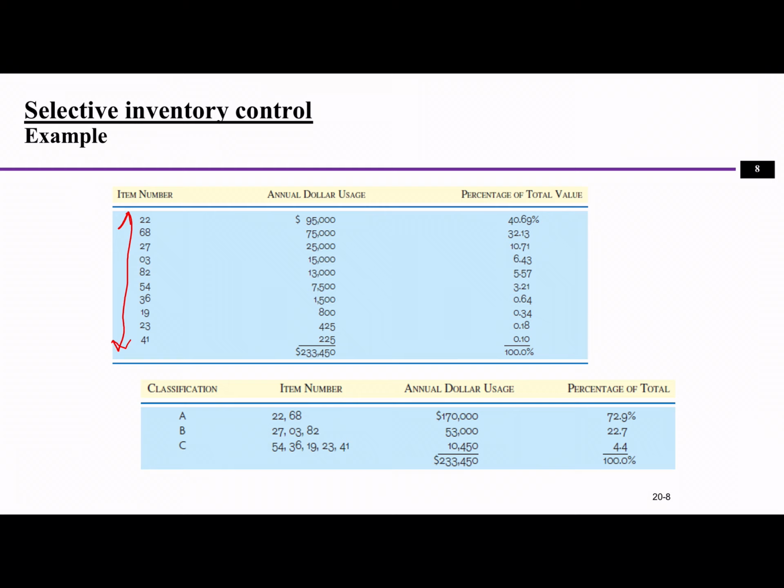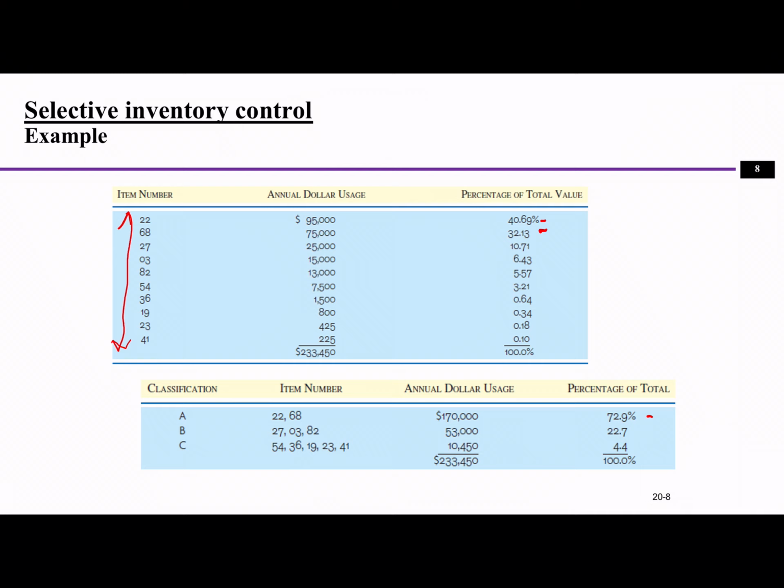You can see it composes about 40.69 plus 32.13, so it makes about 72.9%. So only two parts make up 72.9% of the annual dollar usage of all the inventories. And then similarly, you can categorize the rest of those.